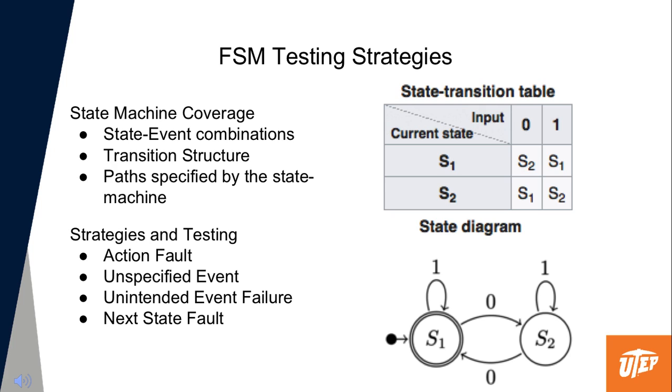FSM testing tests for errors. Some include action fault, when the actions on transitions are incorrect or missing; unspecified event or missing transitions, where there is no transition specified for an event; unintended failure, where the system accepts an event which should not be accepted; and next state fault, where the system transitions into the wrong state. The state transition table shows all possible outcomes that result from combinations of the inputs and states in the state diagram below.